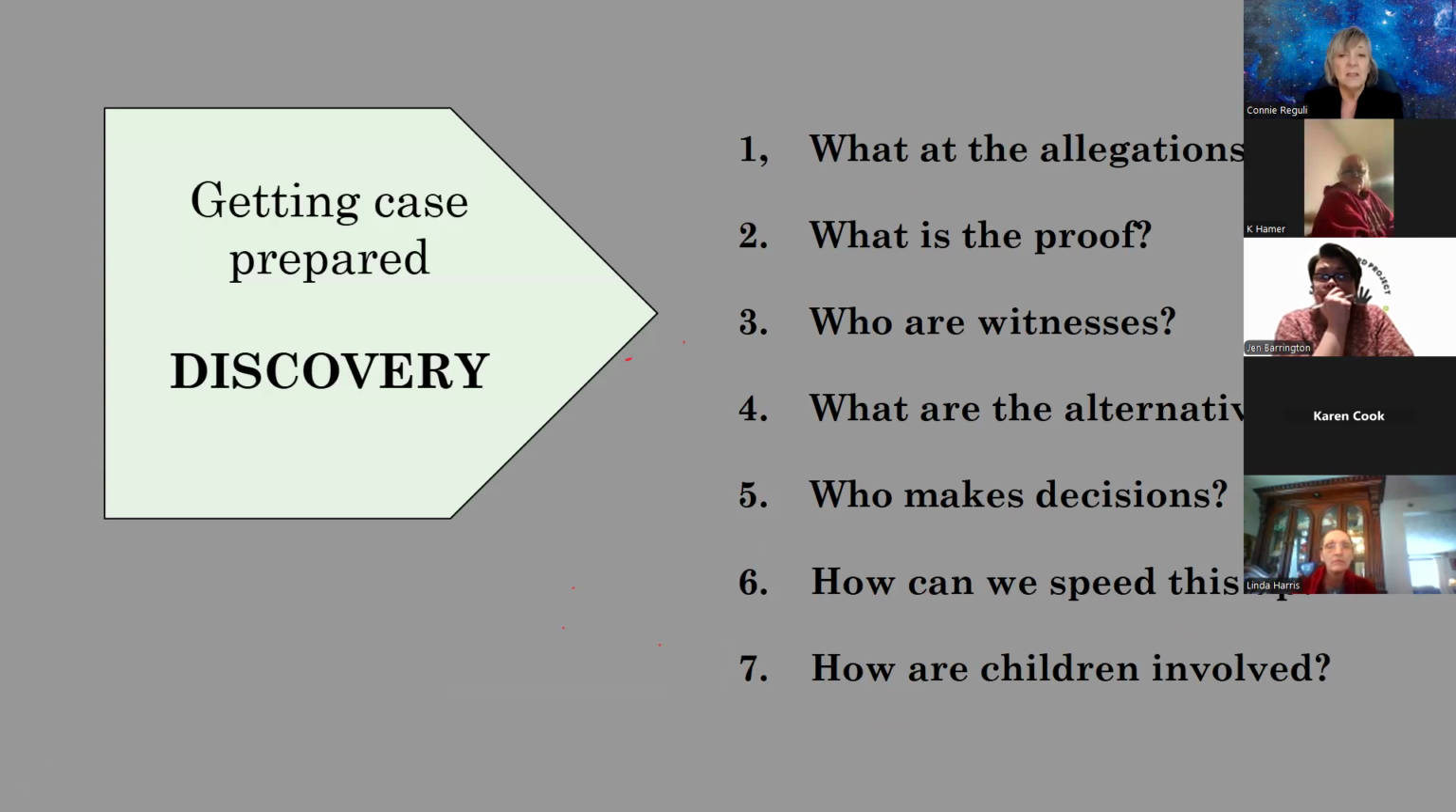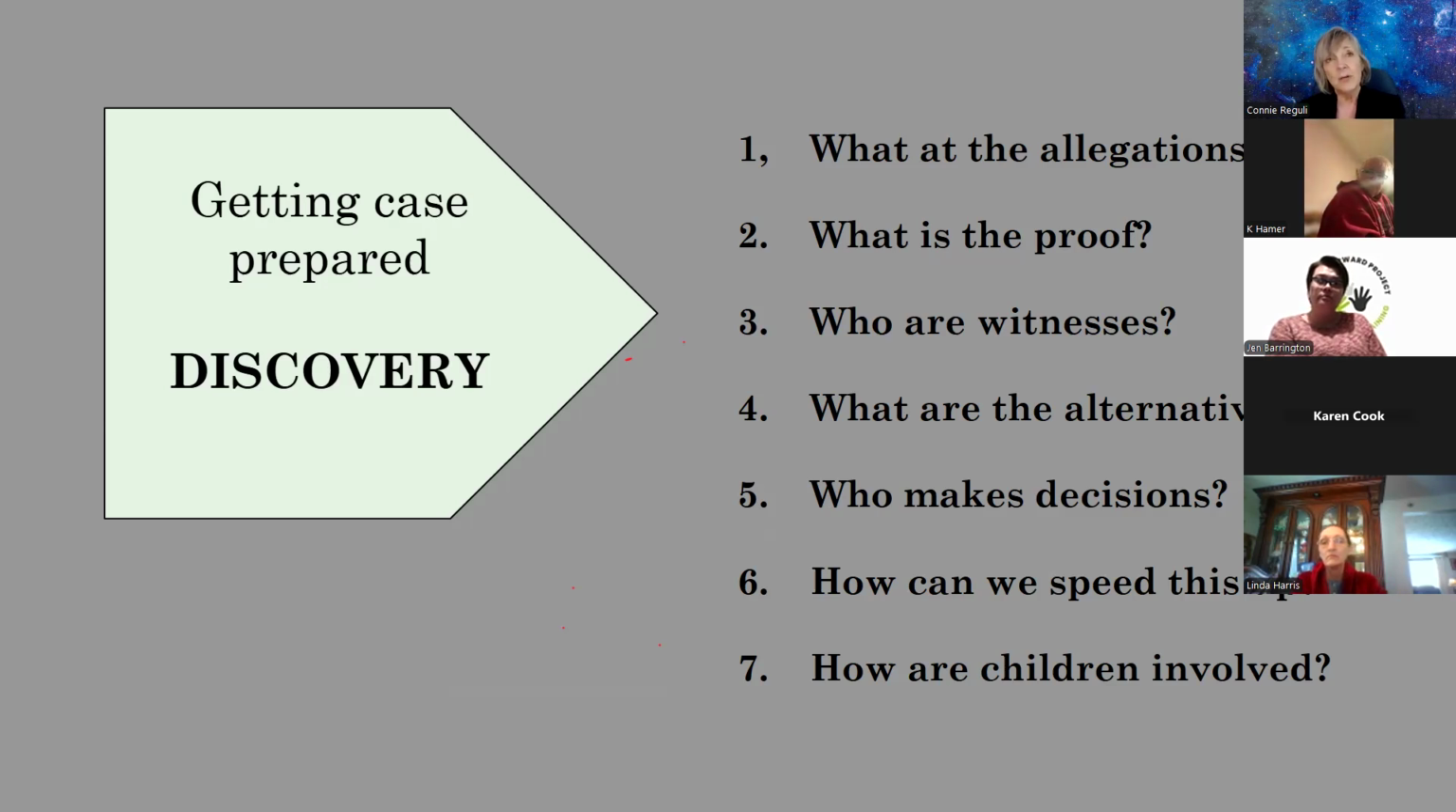So the parent needs to understand what allegations are against them and what is the proof that they have of those allegations and who are the witnesses and what are the alternatives to disposition, alternative allegations that they may come up with. Who's going to be making these decisions? How can we speed it up? And how are the children going to be involved in just this process? Now, how can the children be involved?